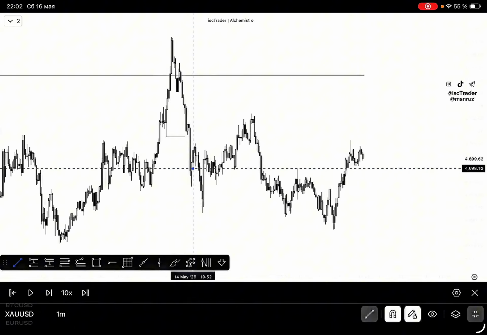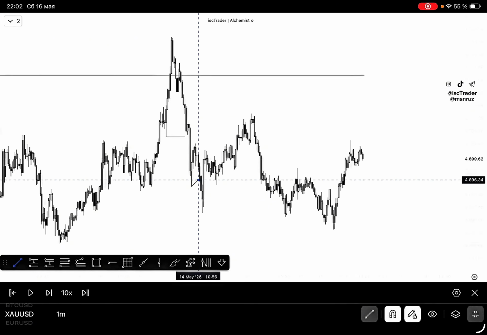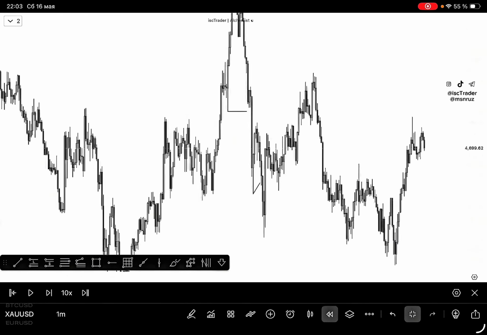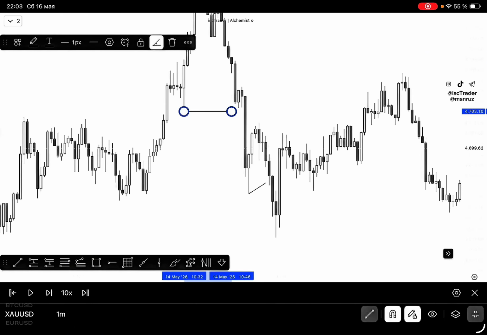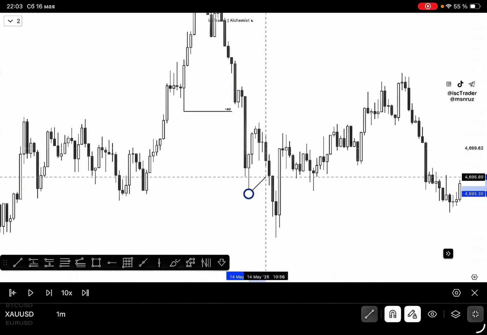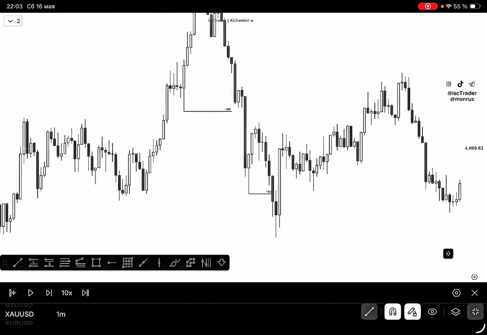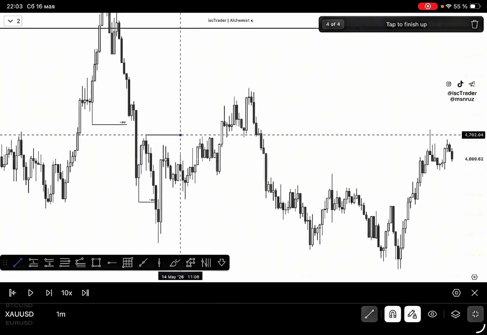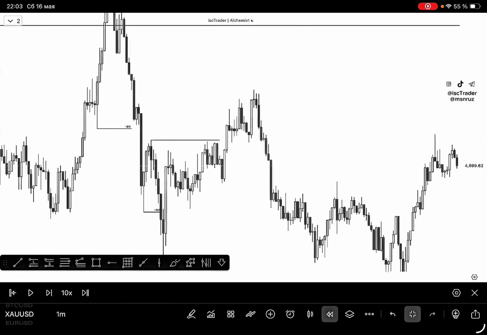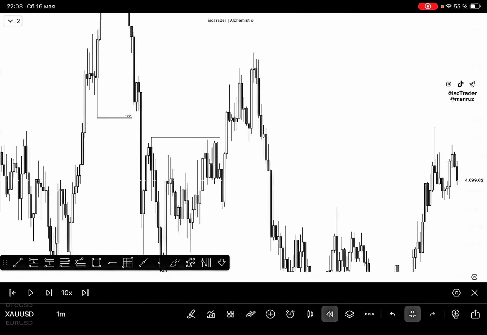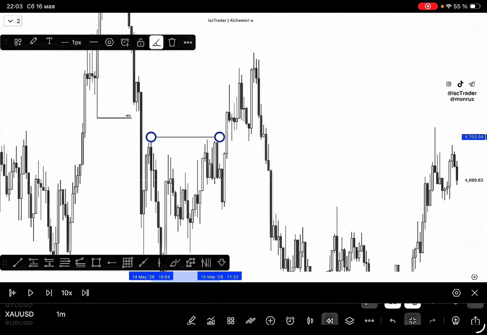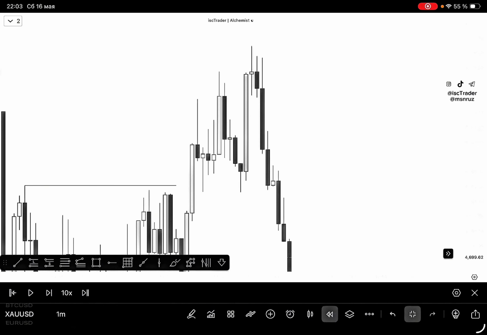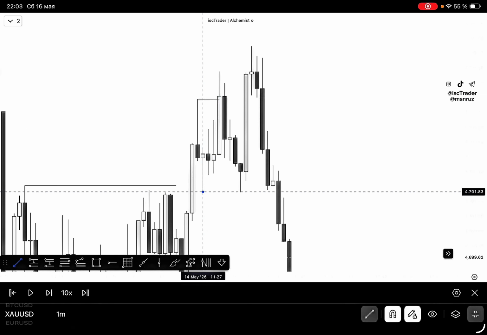Breakout, breakout. This is the first breakout. This is the second breakout. Okay. Inducement, inducement. And of course, we need to wait for a breakout again. After making the inducement, okay, there's no liquidity sweep. There was no breakout here. There was a breakout on this candle.